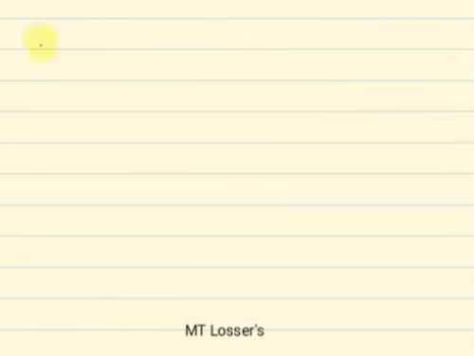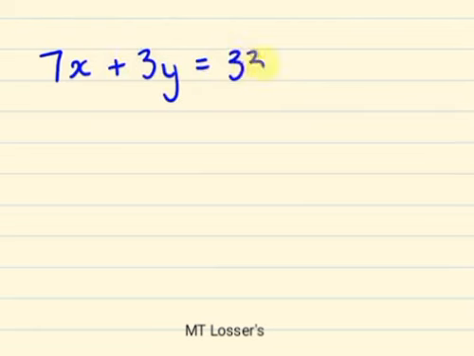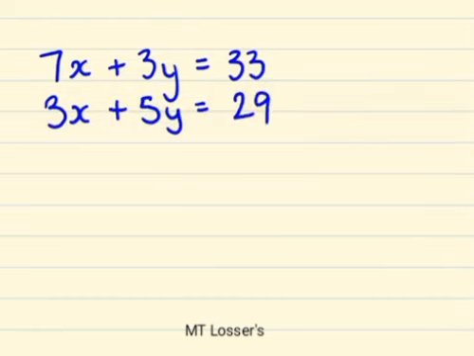So the last one I'm going to do is probably the hardest one. It's where you're going to have to change 2 lots of them. 7x plus 3y equals 33. And then we end up with 3x plus 5y, and that equals 29. So equation 1, equation 2, we're going to multiply this equation here. Now looking at it, give it a go.